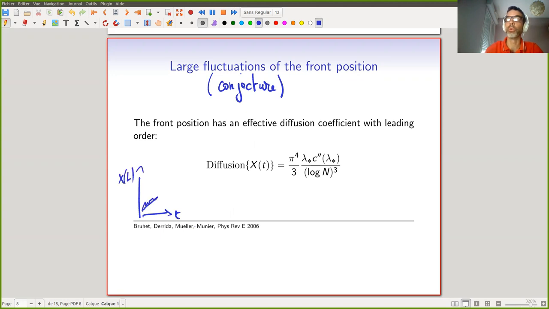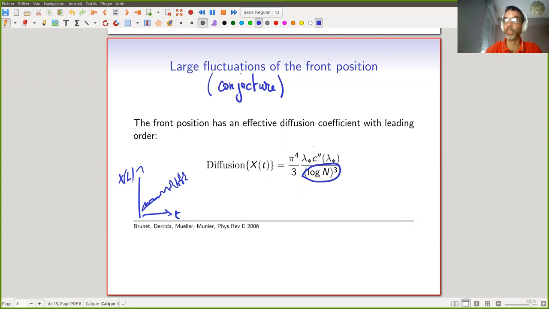It will sort of wander around with some speed, and it will have some diffusion. And the diffusion is exactly given by this value. So it's the same lambda star, C second derivative at lambda star. So you can see that it comes from the same kind of arguments. But now you have a log n over cube, which again can be pretty large for, let's say, mild population sizes. So what I wanted to point out is that it is expected that even with the simplest possible model, you have large diffusion.